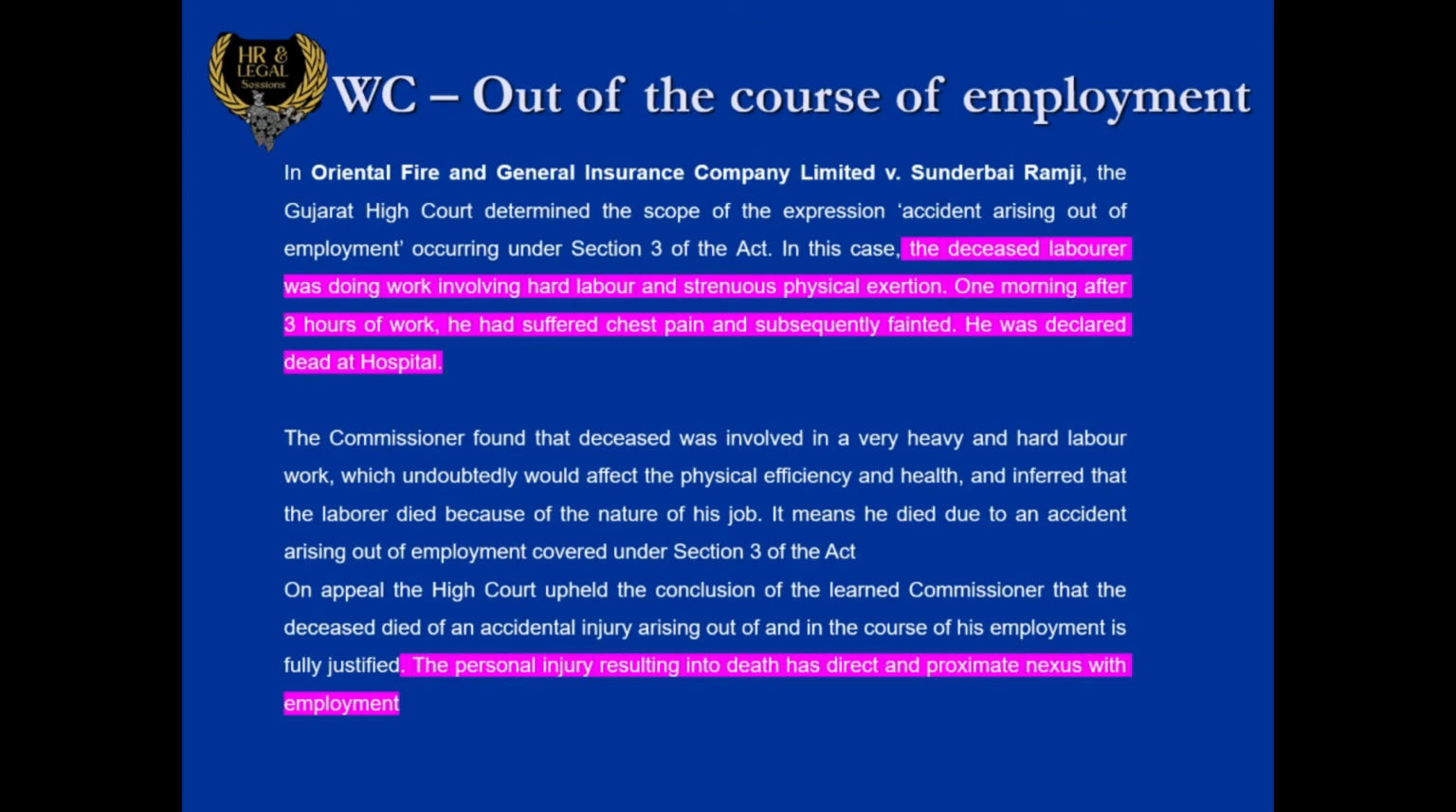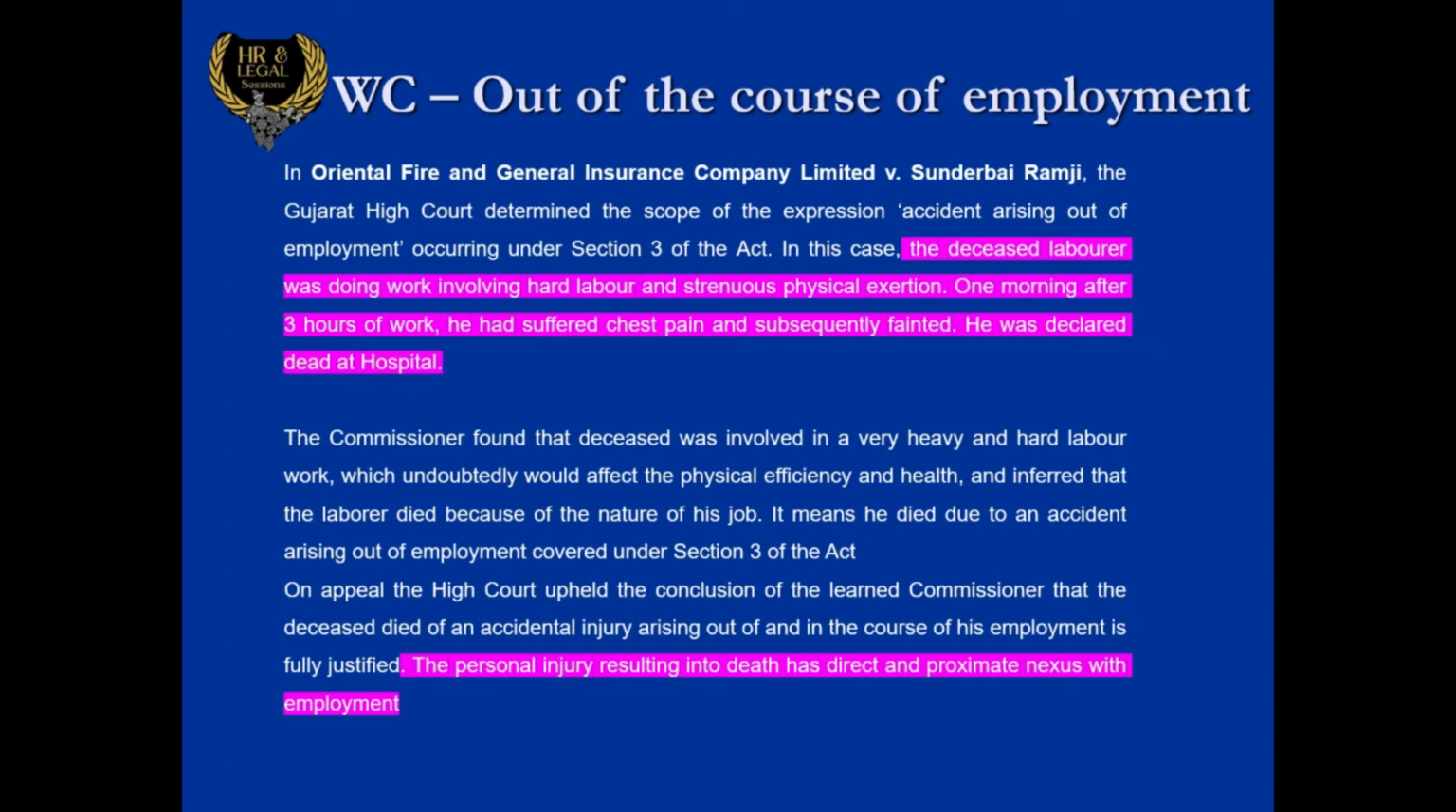And in the case of Oriental Fire and General Insurance Company Limited versus Sundarbai Ramji in the Gujarat High Court, it determines the accident arising out of the employment. The deceased laborer was doing work involving hard labor and stringent physical exertion. After 3 hours of work, he had chest pain and subsequently fainted.